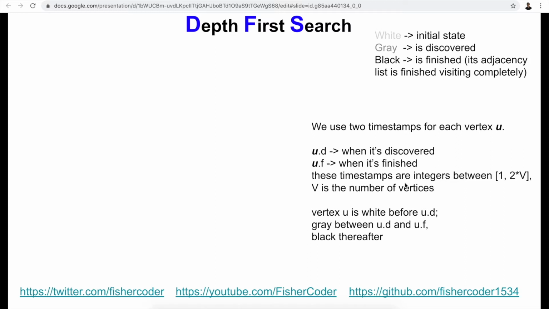And vertex U is white before U.d. That means before it's discovered, it will be white, and then we mark it gray. Gray means the timestamp is between its discovery time and its finish time. And black will be after U.f. That's what it means. All right.